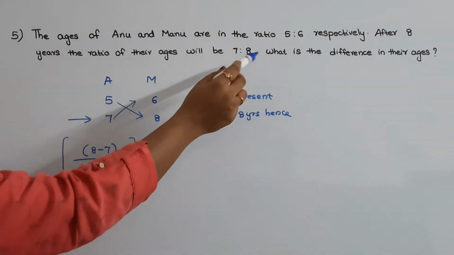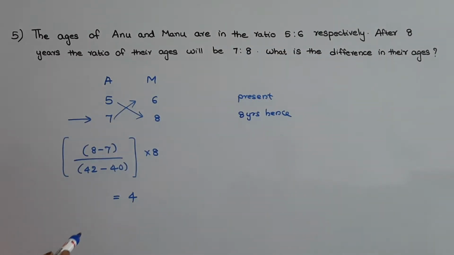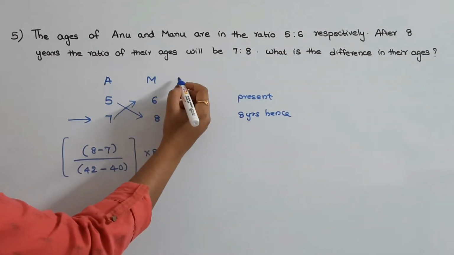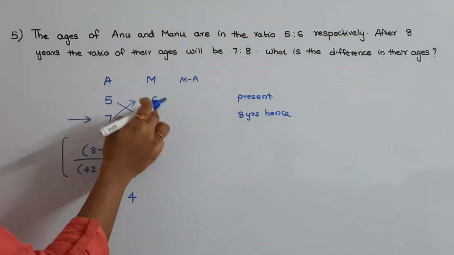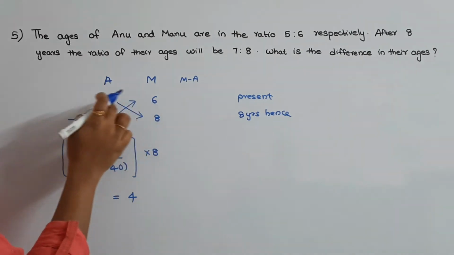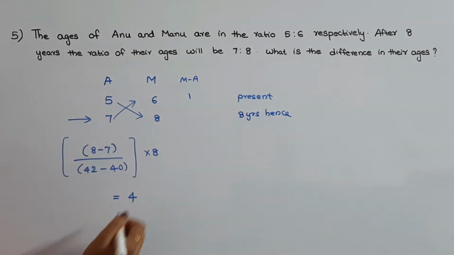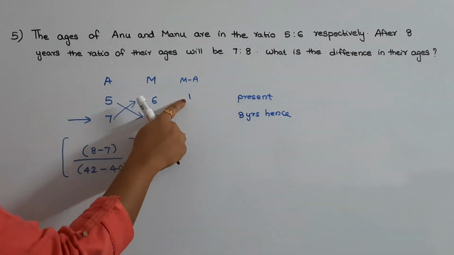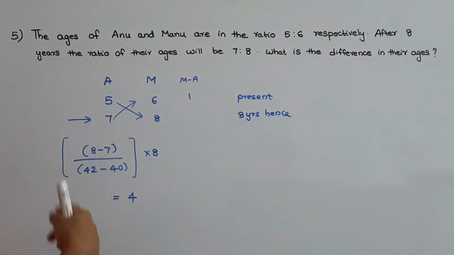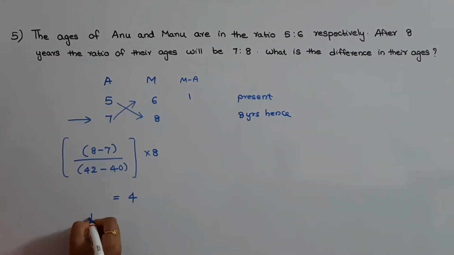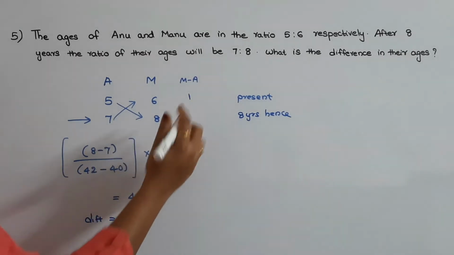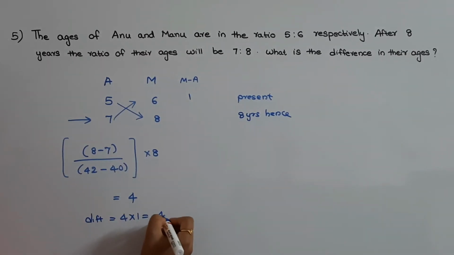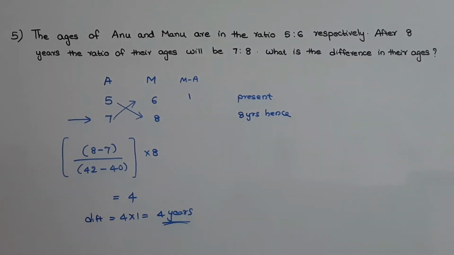Now in the question, we need to find the difference in their ages. So what will be the difference in their present ages? The difference in the ratio of their ages will be 6 minus 5, that is 1. Now on multiplying this 4 by this 1, we will get the difference in their ages. So the difference in their ages will be equal to 4 into 1, that is equal to 4 years. So this is the answer.